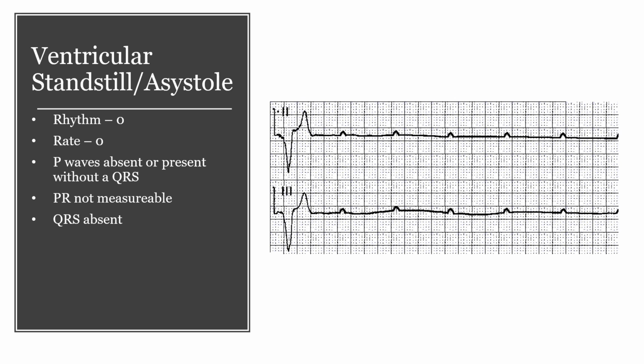The last ventricular rhythm is called a ventricular standstill or asystole, or sometimes it's known as a flat line. We're not going to have any rhythm or rate of rhythm. Many times it's a flat line, but you may see some random P waves. So remember, a P wave is a blip of information that's trying to come from the atrium. But without a QRS, it is not making contact with the ventricles. So we have no ventricular contraction. There's not going to be any PR interval. There's not going to be any QRS. So we either have a straight line or we may have some random P waves.